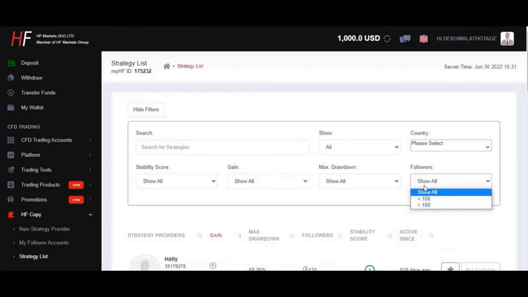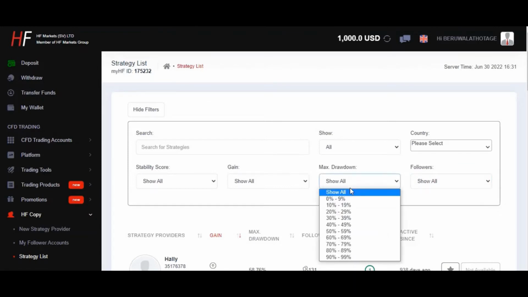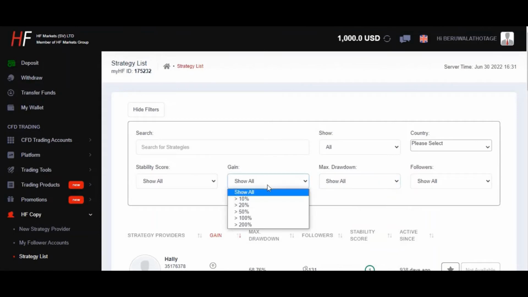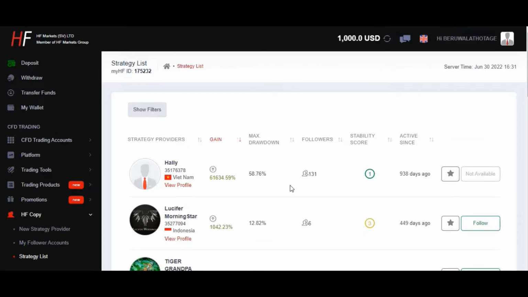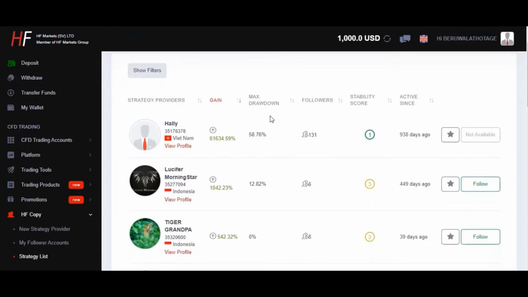And followers higher than 100 and less than 100, then max drawdown you can select, and the gain also you can select if you wish, or if not, you can select from here as well. Actually, what is really important is that when you choose a person to follow, he or she should have a higher gain, and when it comes to drawdown, he or she should have a very low drawdown.